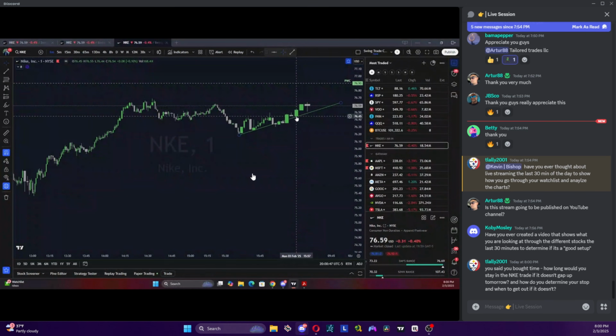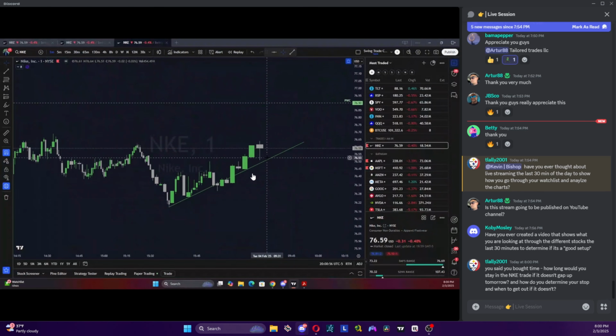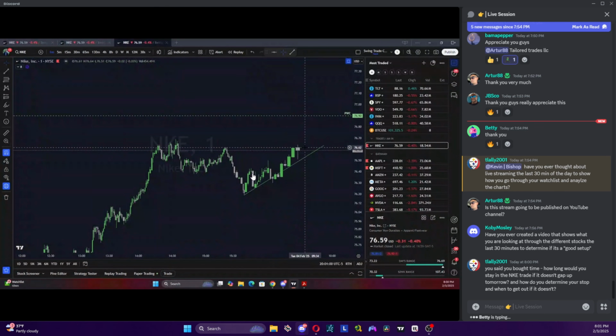Because of that 1-minute candle right before that last one, and we got this little wick here. I was like, somebody's gotta know something. And it's funny, because look at where we stopped. We stopped right there. So I'm excited for this trade.